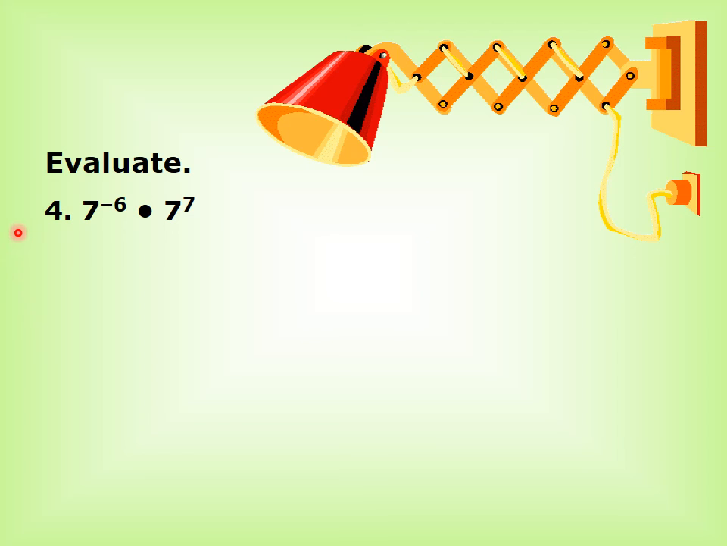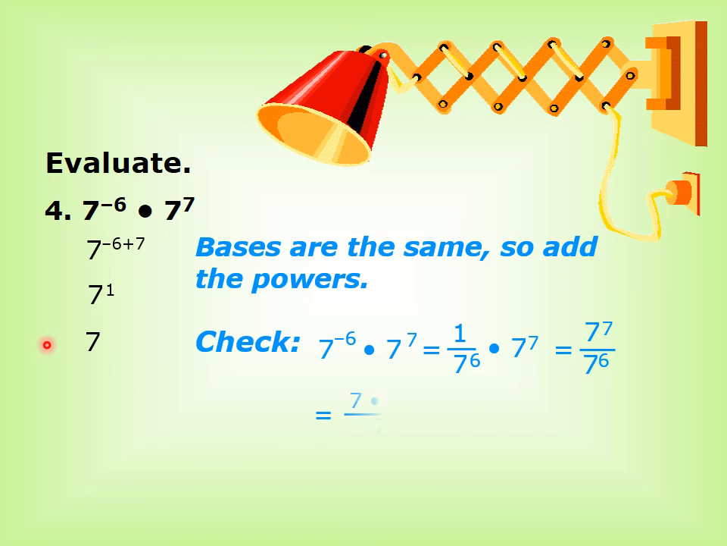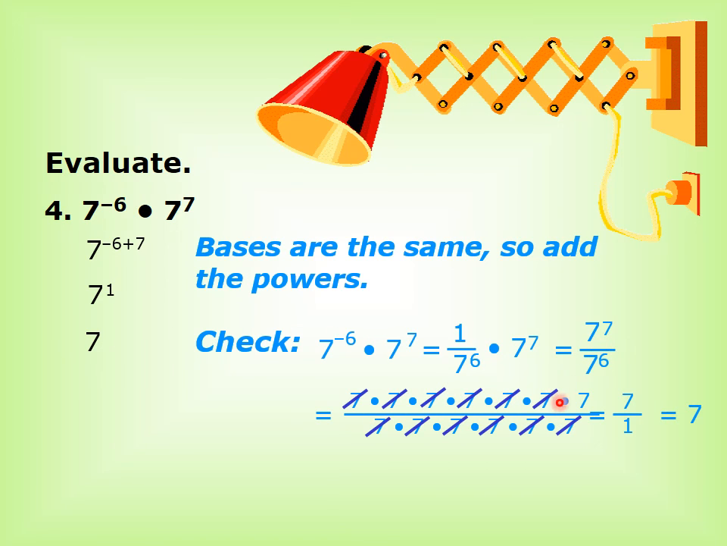Evaluate 7 power negative 6 times 7 power 7. Bases here are the same, then we can add the powers. 7 power negative 6 plus 7 equals 7 power 1 equals 7. Check by the same way. 7 power negative 6 times 7 power 7 equals 1 over 7 power 6 times 7 power 7, which is 7 power 7 over 7 power 6, cross 7s and 7s gives me 7 over 1 equals 7.